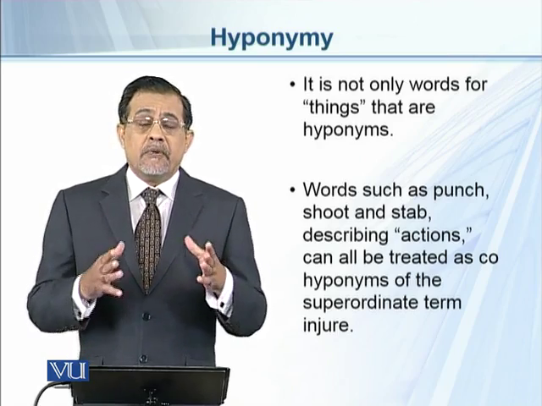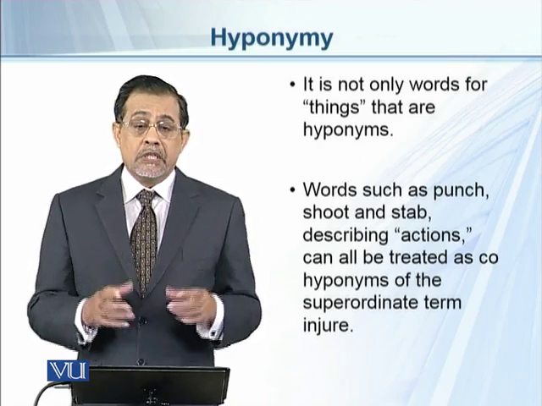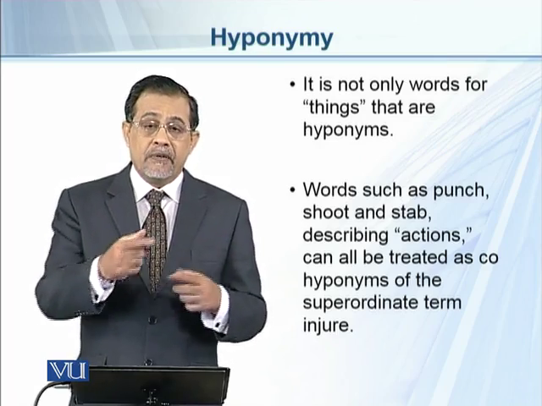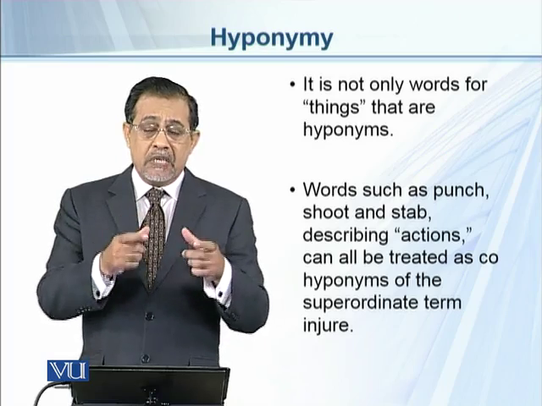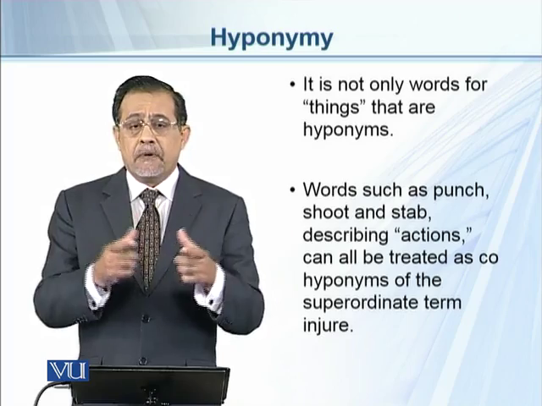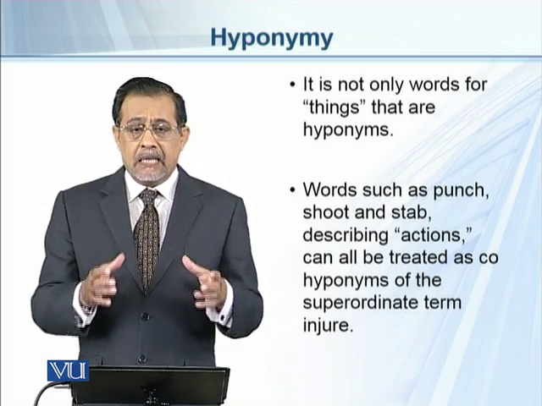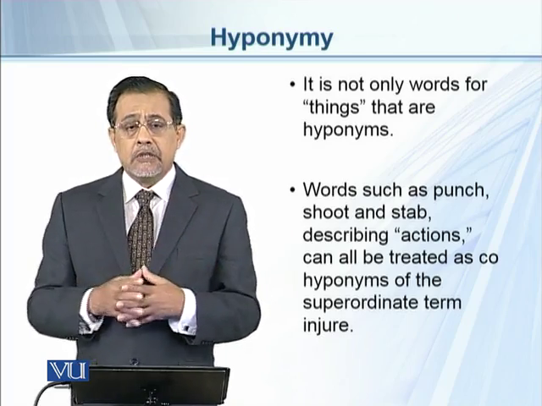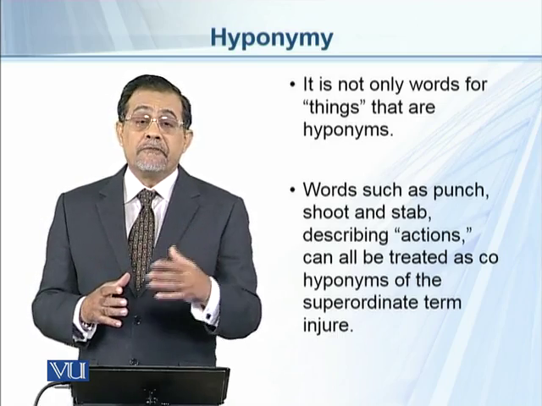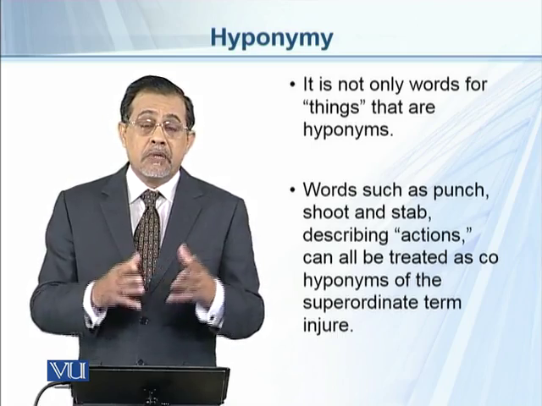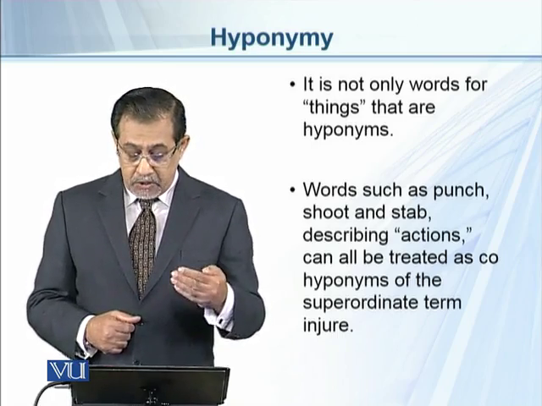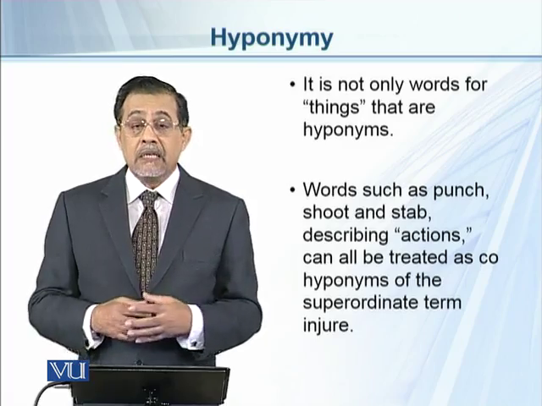So when we have two words, and the meaning of one is included in the meaning of the other, we call their relationship an eponymous relationship. And this eponymous relationship exists in things as well as in words which refer not to things but to actions, as we have just seen in the example of punch, shoot, and stab.